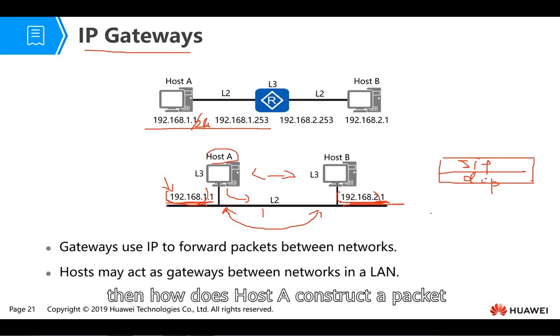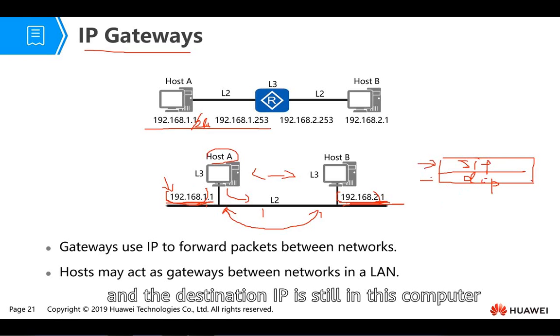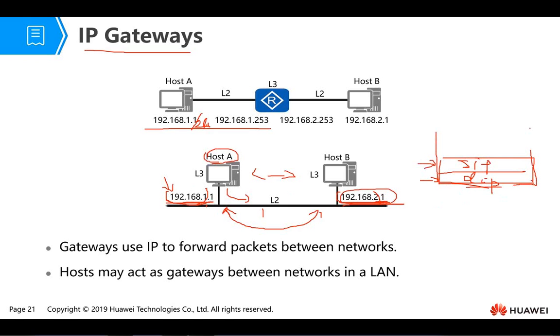First, the source IP is of course itself, and the destination IP is still this computer. But when this packet is sent out, this host must know the destination IP does not exist in the same network. So this computer, host A, first searches for the gateway.